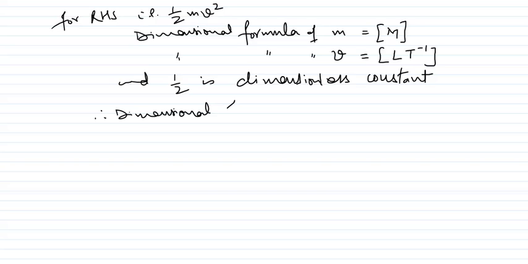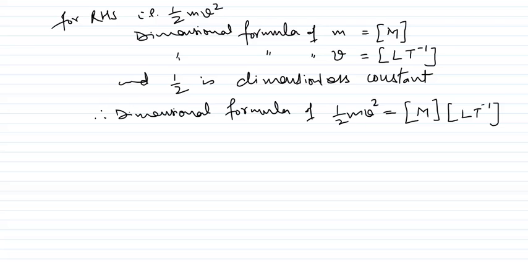So therefore the dimensional formula of half mv square is M times LT minus 1, its square. It becomes M L square and T minus 2.